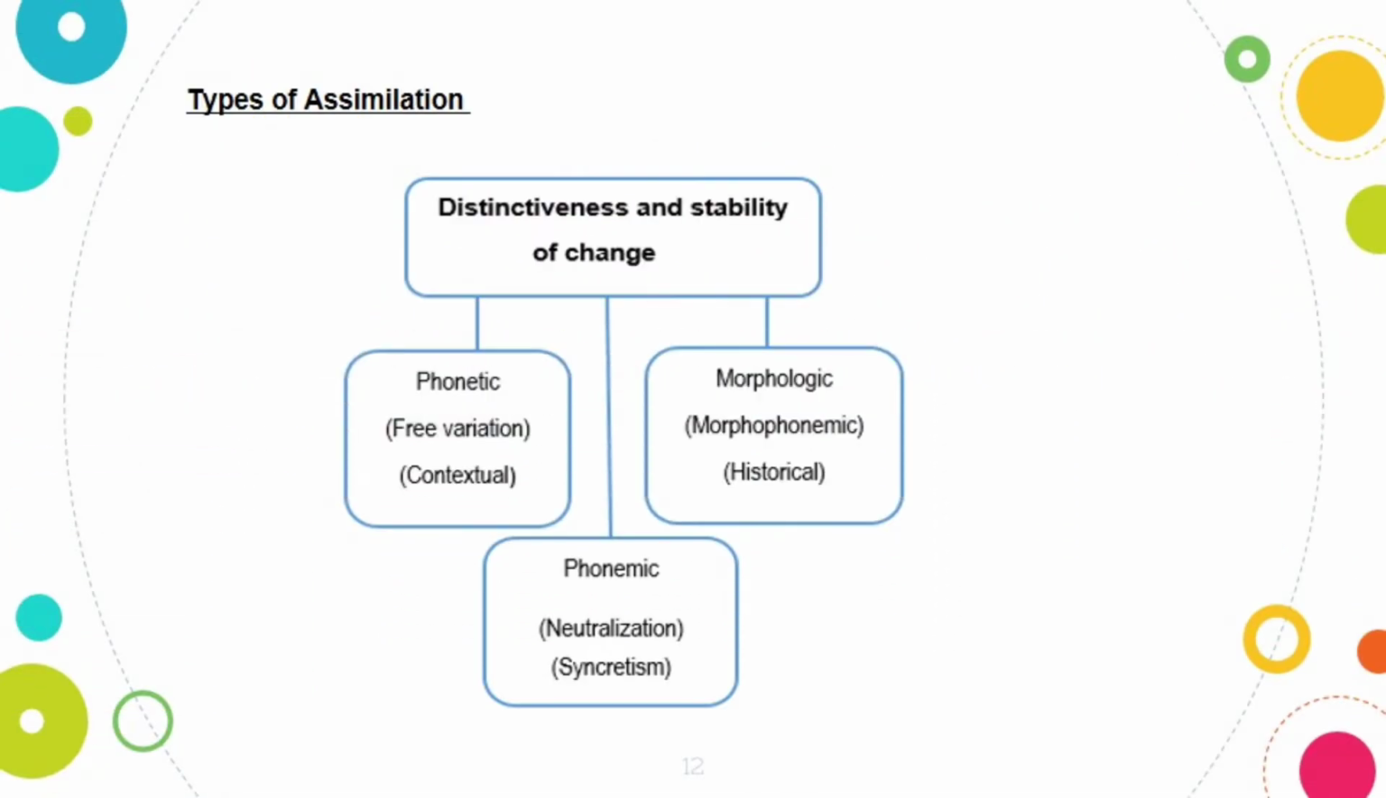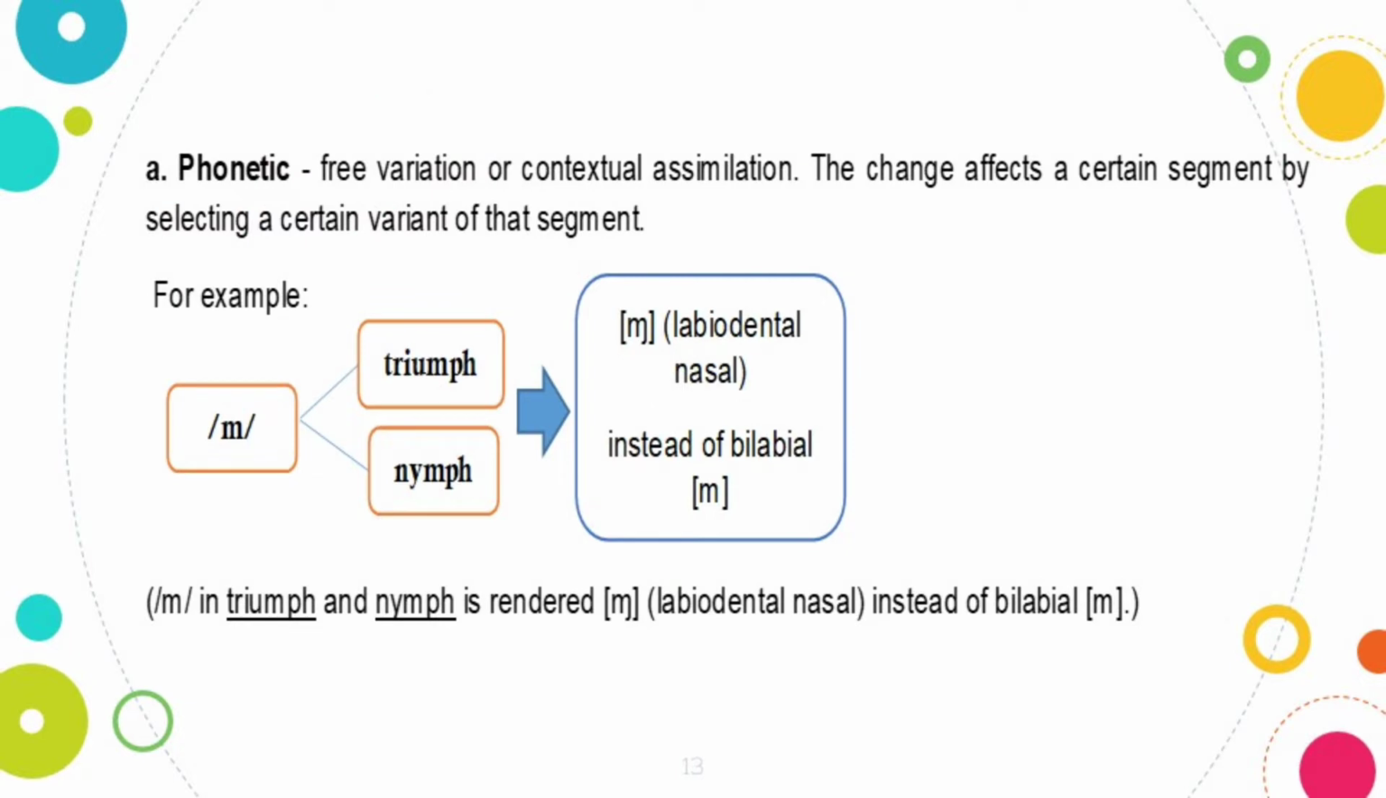So we have classified the types of assimilation according to distinctiveness and stability of change. So we have phonetic, free variation, and contextual. We have phonemic, neutralization, and syncretism. And we have morphologic, which is morphophonemic and historical. So let's start off with phonetic. It is a free variation or contextual assimilation, just like what I have mentioned a while back.